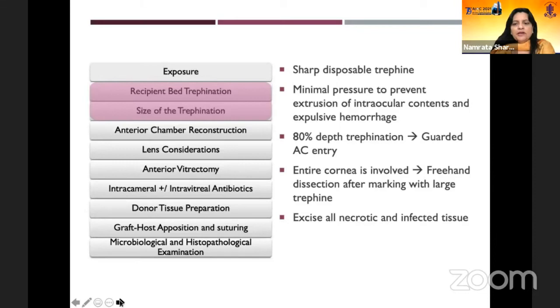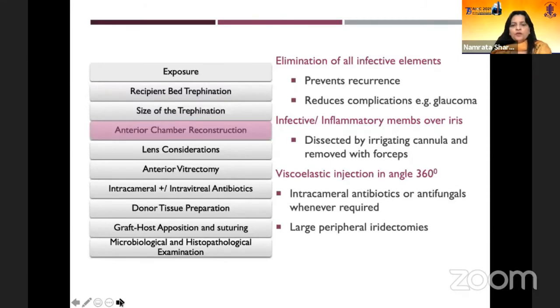Then it is always best to do a partial thickness trephination so that you do not suddenly decompress the anterior chamber, and it's a guarded anterior chamber entry. And if the entire cornea is involved, then you may even have to do a freehand dissection and excise all the necrotic and infected tissue. AC reconstruction is extremely important in these cases, and all the inflammatory and infective membranes over the iris have to be removed or dissected.